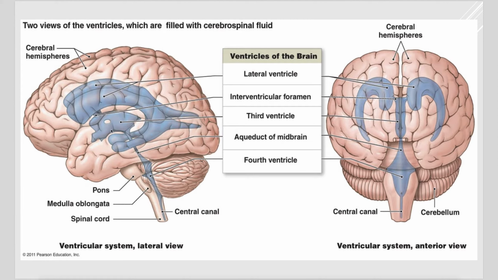So cerebrospinal fluid is continually made and continually reabsorbed. In hydrocephalus, too much is being produced, not enough is being reabsorbed, or there's some sort of obstruction that's blocking the flow of cerebrospinal fluid.